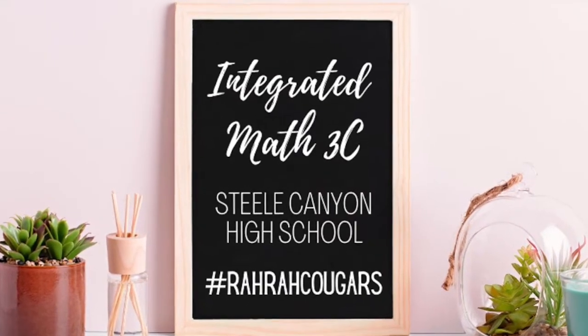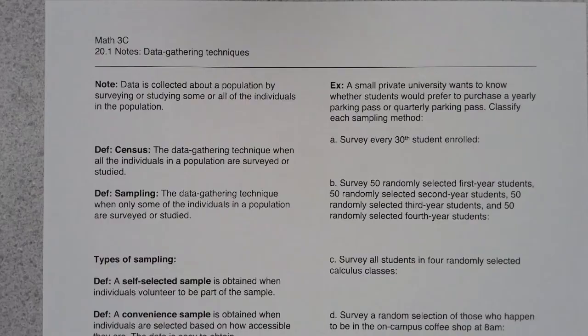Today's notes on 20.1 are on data gathering techniques. And so the way that we go about conducting surveys or collecting data can sometimes affect the outcome of that data. And so we want to think about how and when and where and from whom we're collecting that data.